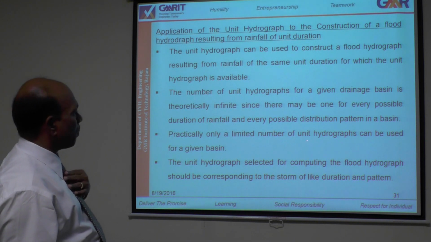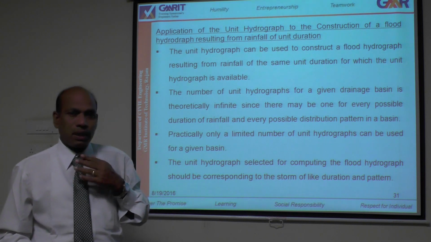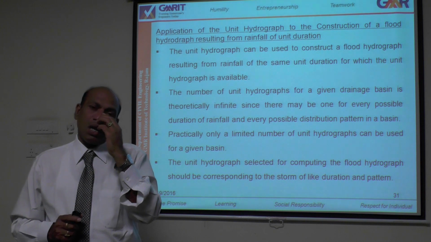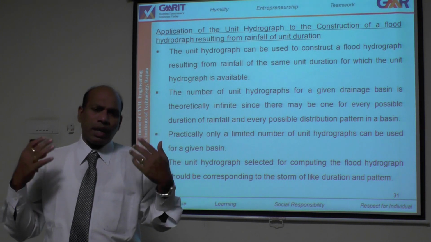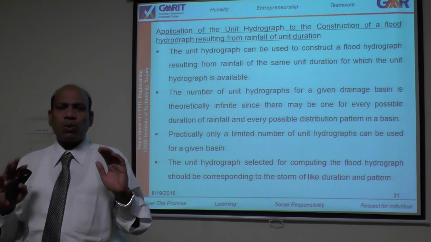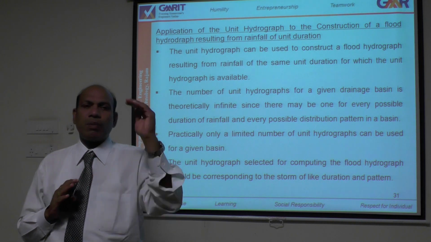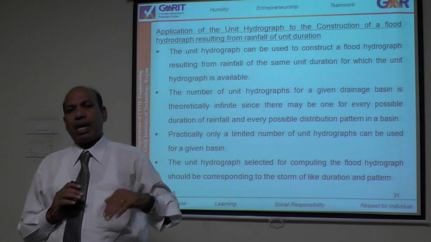Practically, only a limited number of unit hydrographs can be prepared for a given basin. But strictly speaking, for a given catchment area, the irrigation department, meteorological department, or any professors and related persons are going to prepare only 3 or 4 unit hydrographs for a particular catchment area based on the earlier rainfall data.